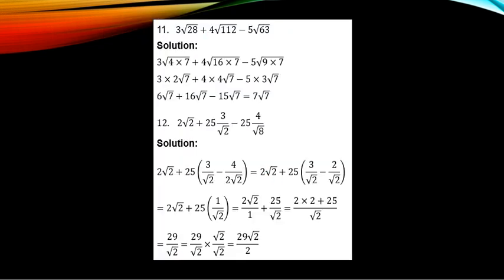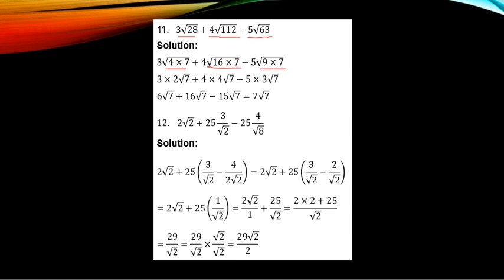Okay, example 11. You have 3 root 28 plus 4 root 112 minus 5 root 63. Looking at these numbers, you try to get the perfect square in them. Factor of 28, that is the perfect square, you get it. 112, you get it. 63, you get it. When you do that, you are going to have 4 times 7, 16 times 7, and 9 times 7.